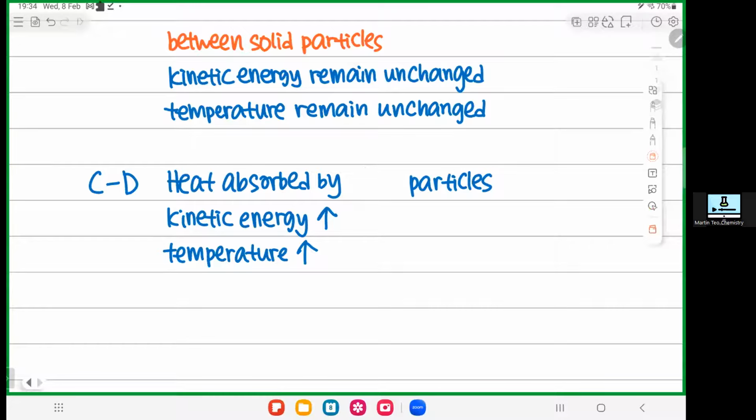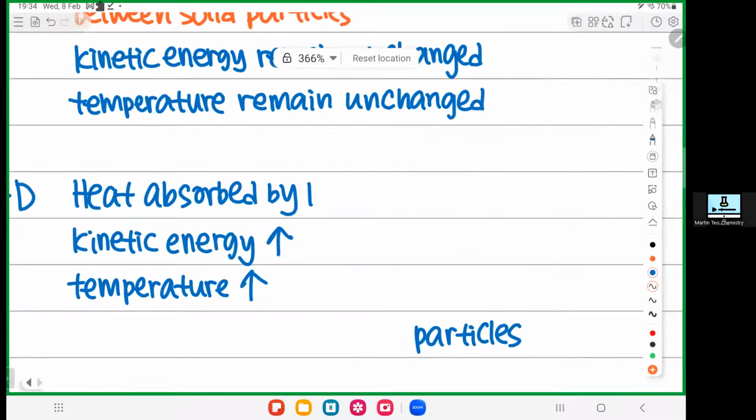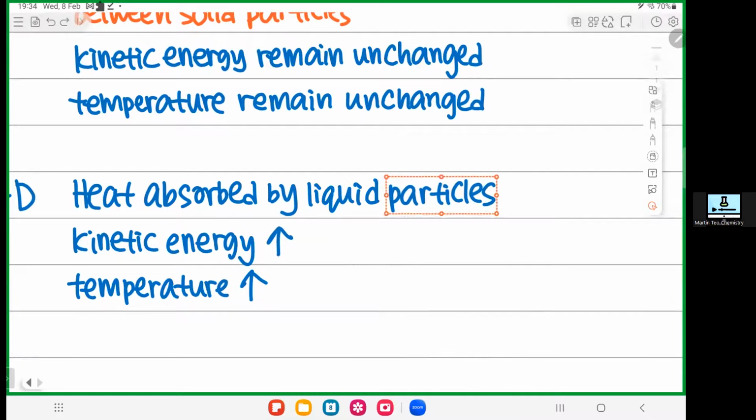Because now everything is in liquid form. So the liquid, you absorb the heat. When all the heat goes into the liquid, the liquid gets more and more energy. When the liquid gets more energy, the liquid gets a higher temperature. Simple as that.